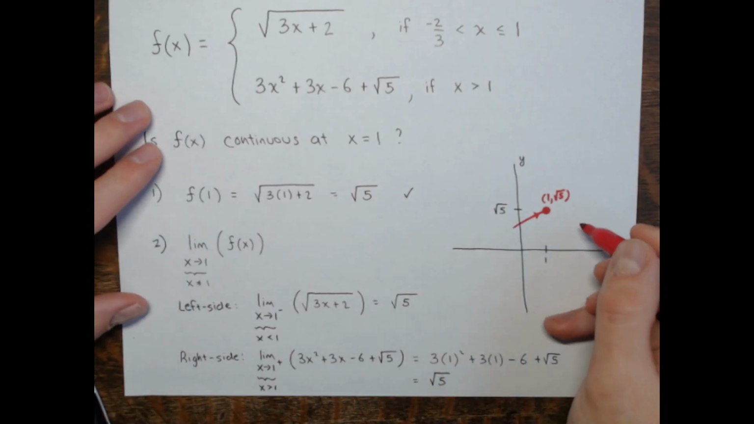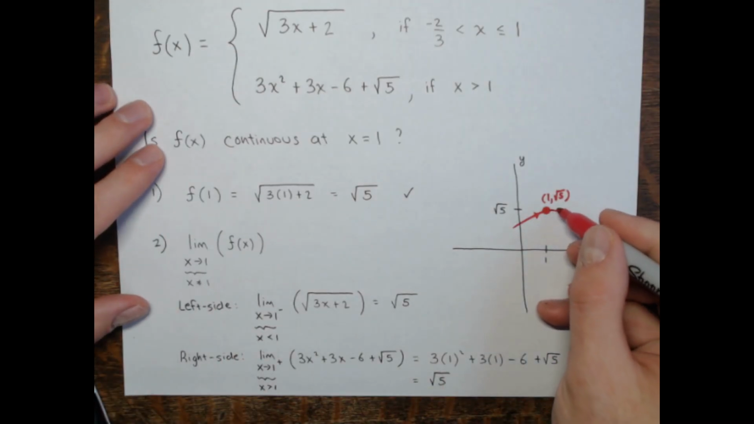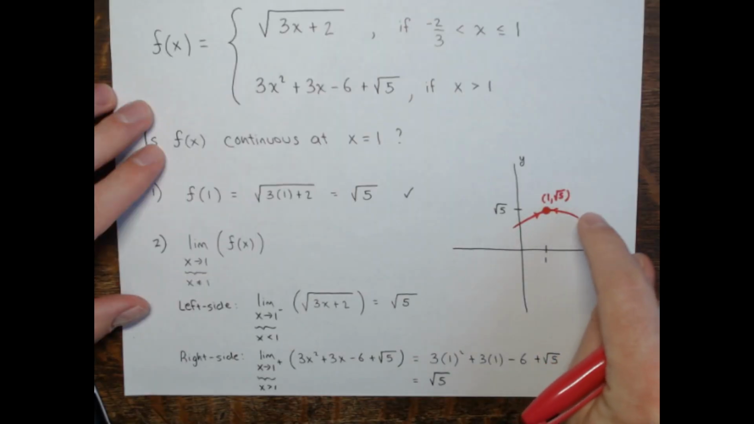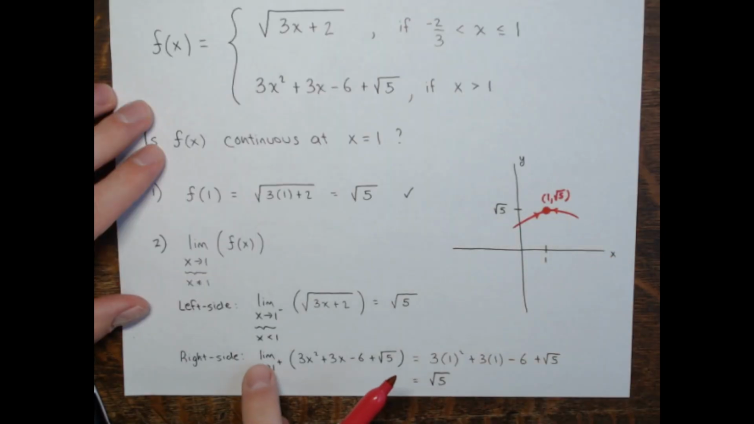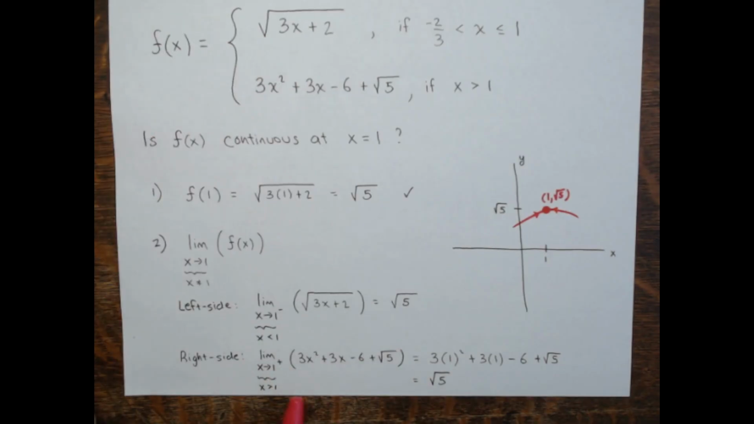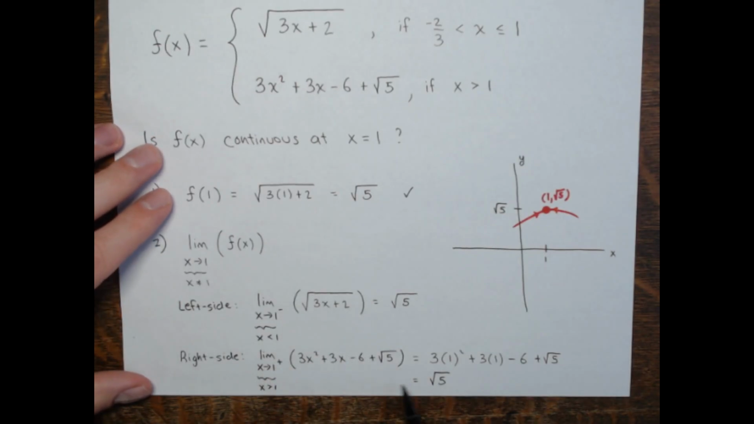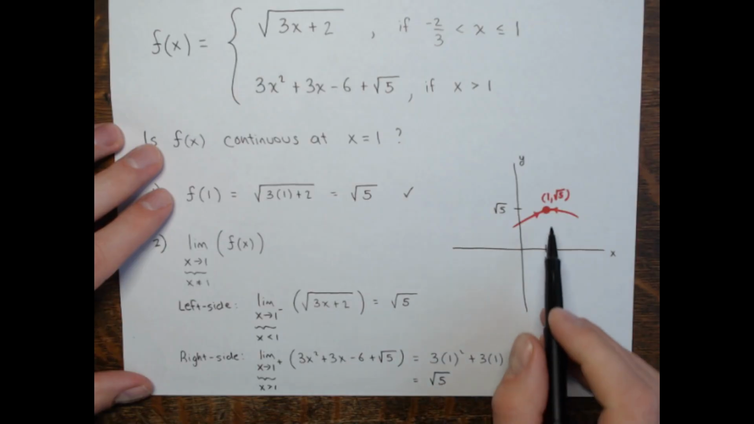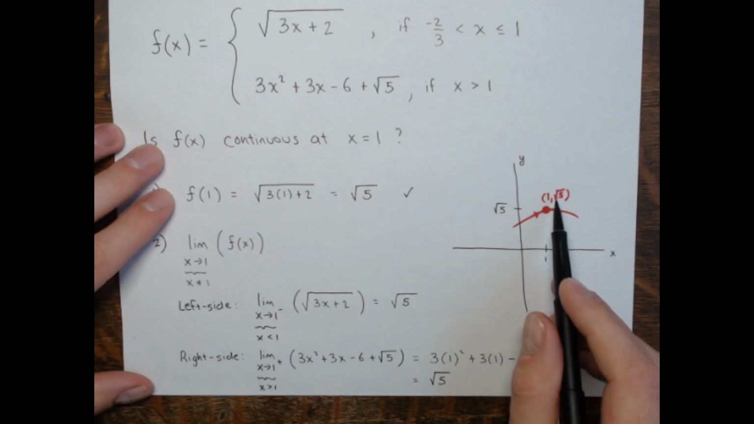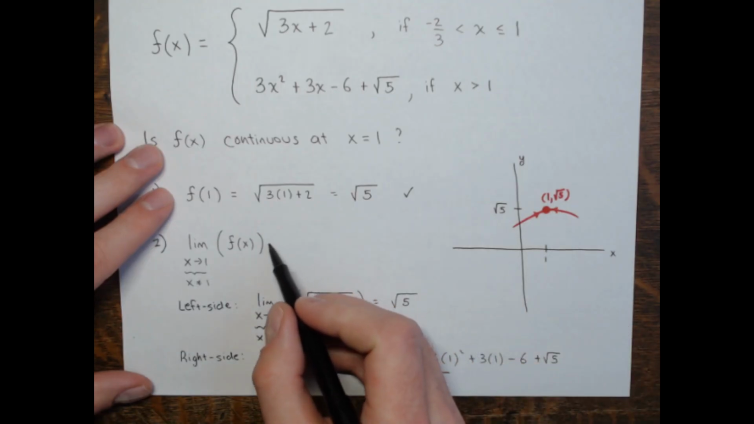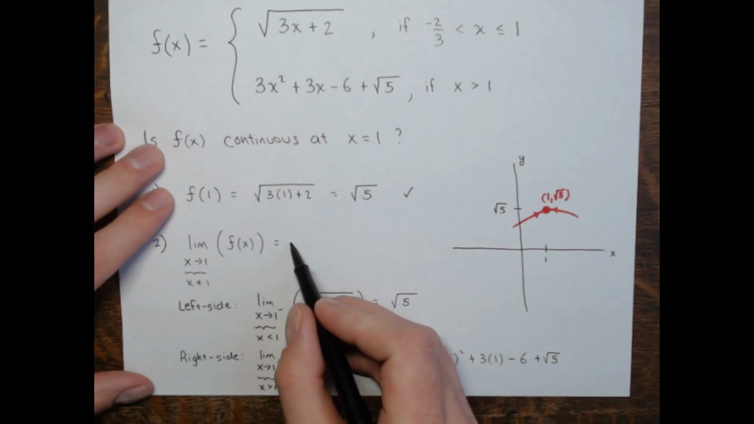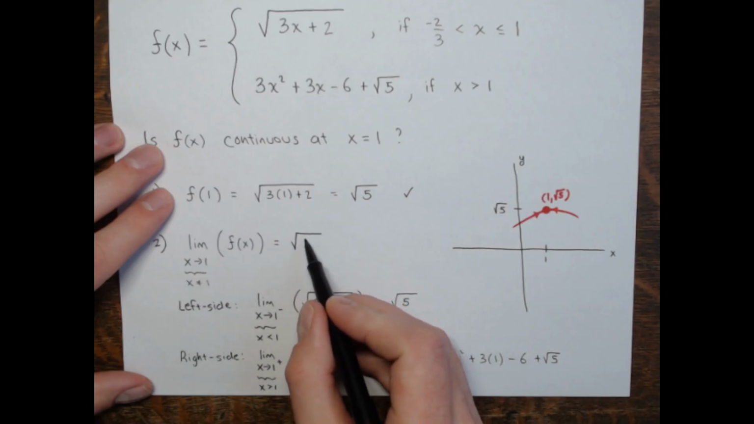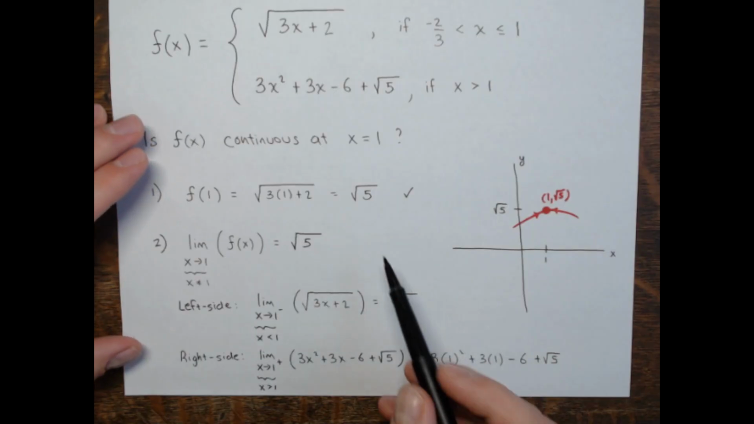So we do have continuity, right? From the left side of the graph, again, it might be coming from above or below. I'm just saying this tells me that from the left side and the right side, the graph is approaching this location with the point 1 comma root 5. So the two-sided limit exists, and it has the value of the square root of 5.